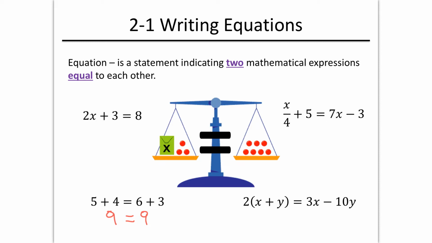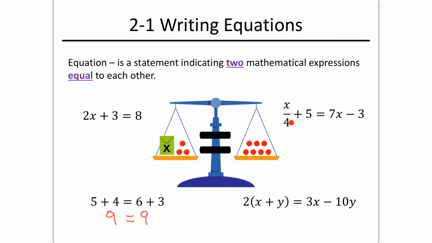Another example, you can have fractions, x divided by 4 plus 5, equals, and we have 7x minus 3 on the right side of the equal sign. So we do have one side of the scale or the equation with a mathematical expression. We have fractions, variables, we have a plus in the middle, equals another fraction. Sorry, not another fraction, another mathematical expression.